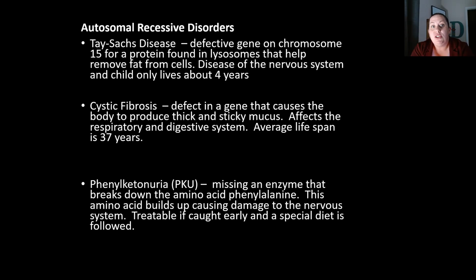So if they're not able to do this, fat starts to build up in the cells. And this is a really big problem when fat builds up in the nervous system, in the nerve cells. Because of this, it causes damage to the nervous system, causing the brain to start to die, and the child only lives to about the age of 4. Tay-Sachs is found because it is an autosomal recessive disorder. It is found in some communities, the Ashkenazi Jewish community. Now with this, it has a lot to do with the Holocaust.